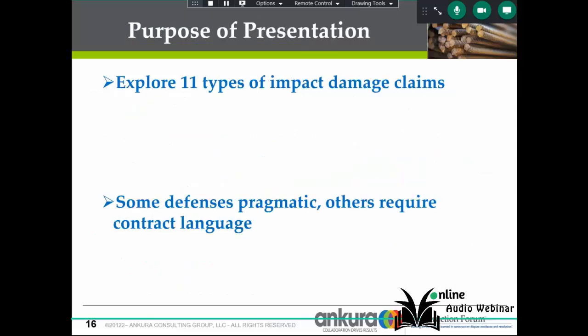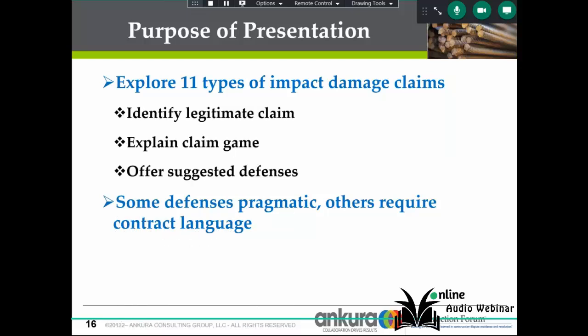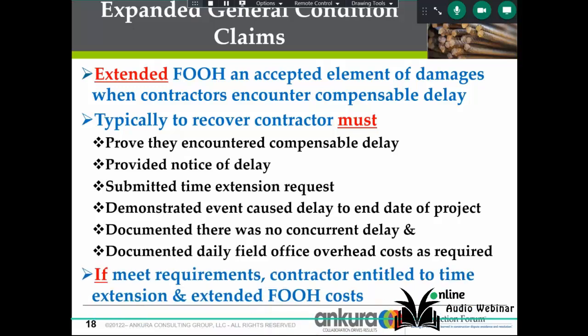I want to explore 11 types of impact damage claims. I want to identify the legitimate claim, explain the game, and offer some recommended defenses. I'm going to provide you some potential language. Extended field office overhead is an accepted element of changes and has been going back to at least the 1940s. If they can meet all these requirements, the contractor is normally entitled to time extension and extended field office overhead.